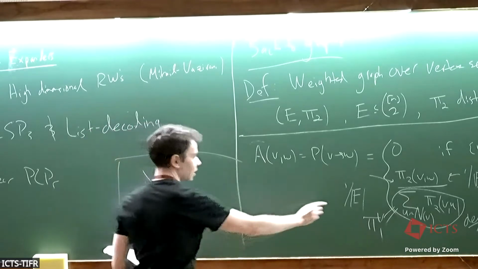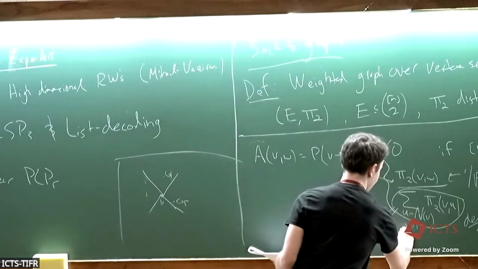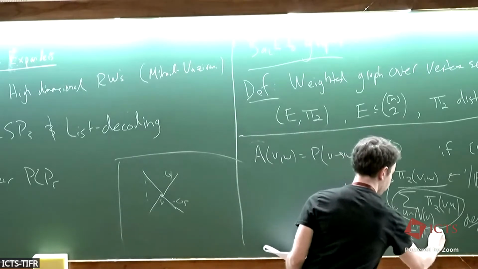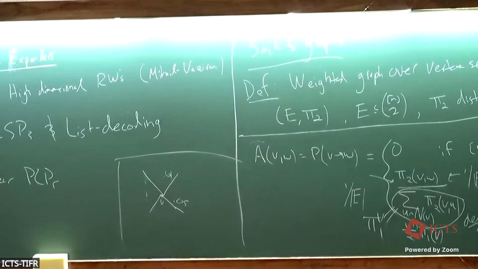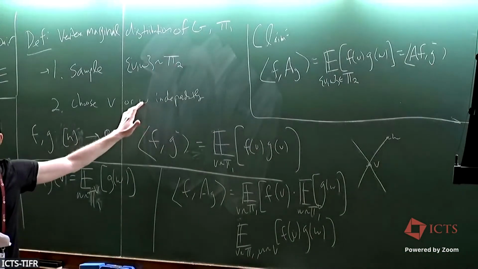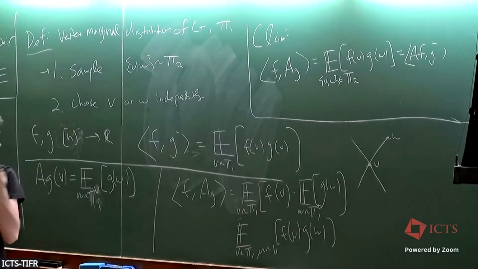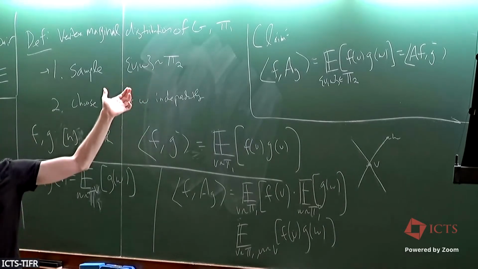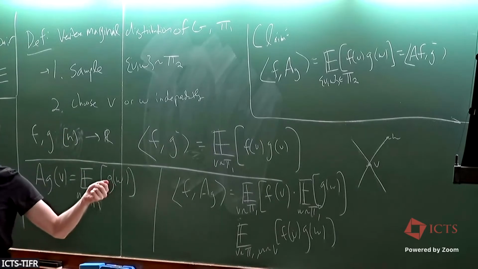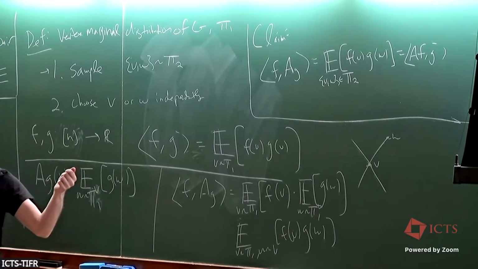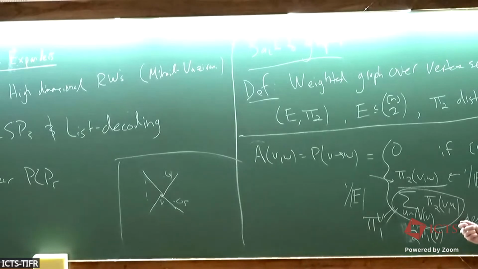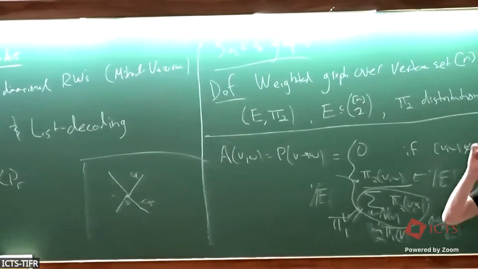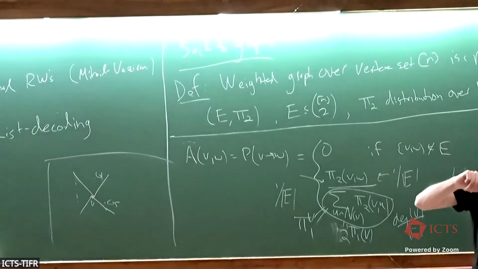So this is equal to half pi1 of v. Why? How's pi1 defined? Sample a random edge, then randomly pick a vertex from it. So the only way I can get v is first to sample an edge that contains v, and then there's exactly a half probability that I randomly pick v from that edge. So this total sum is twice the probability of sampling v.